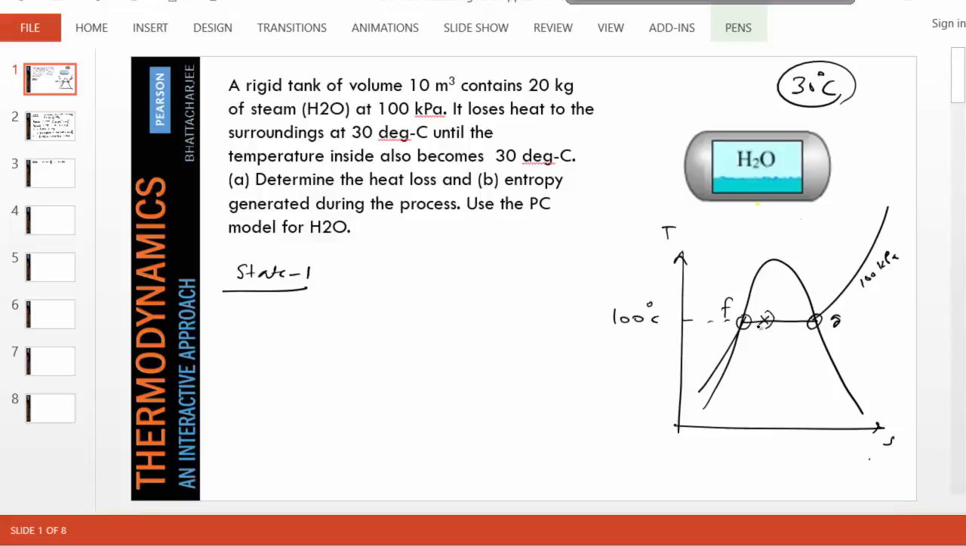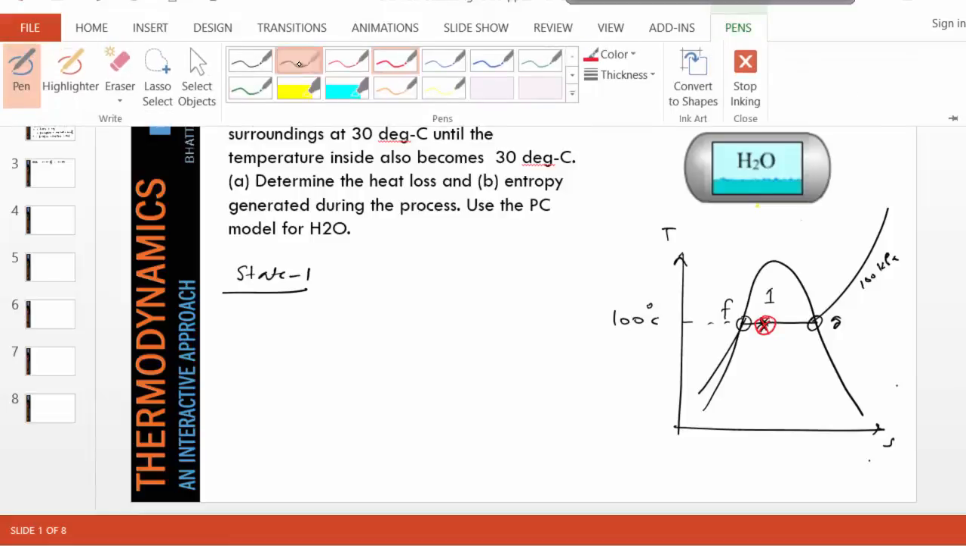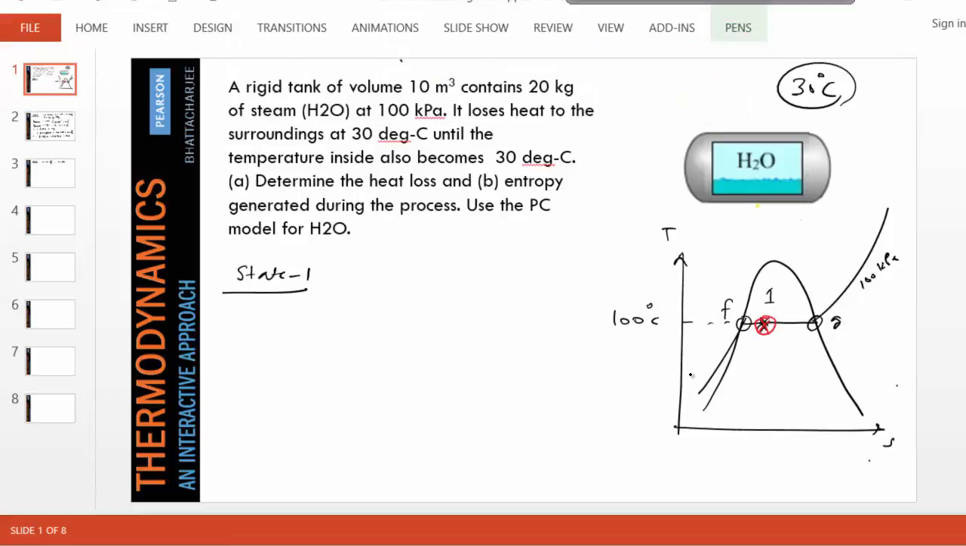We found state 1 to be here because the quality was calculated to be 0.29. Let me take the red color. This is my state 1. So where would state 2 be? Let's think ahead. State 2 would be at 30 degrees Celsius, no matter what. That's given to us, somewhere on this line.